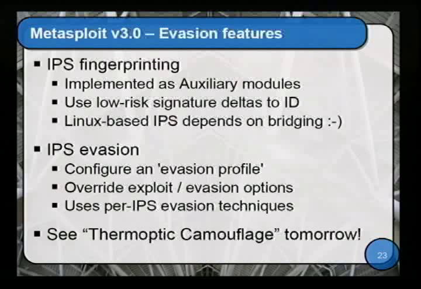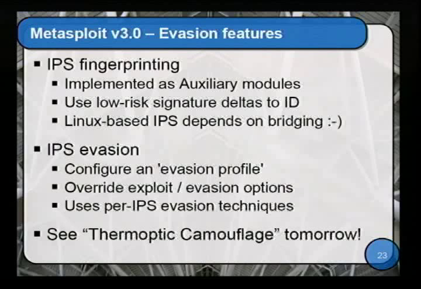So something we're working on now is auxiliary modules for fingerprinting an IDS, or excuse me, an IPS. It'll send a packet that triggers a low-risk signature in that IPS, and depending on which responses get blocked and which ones don't, it'll tell you what IPS is in use and hopefully what signature pack they're using. Once you know the information about that IPS, you can then use the different options, an evasion profile, to bypass that specific product.